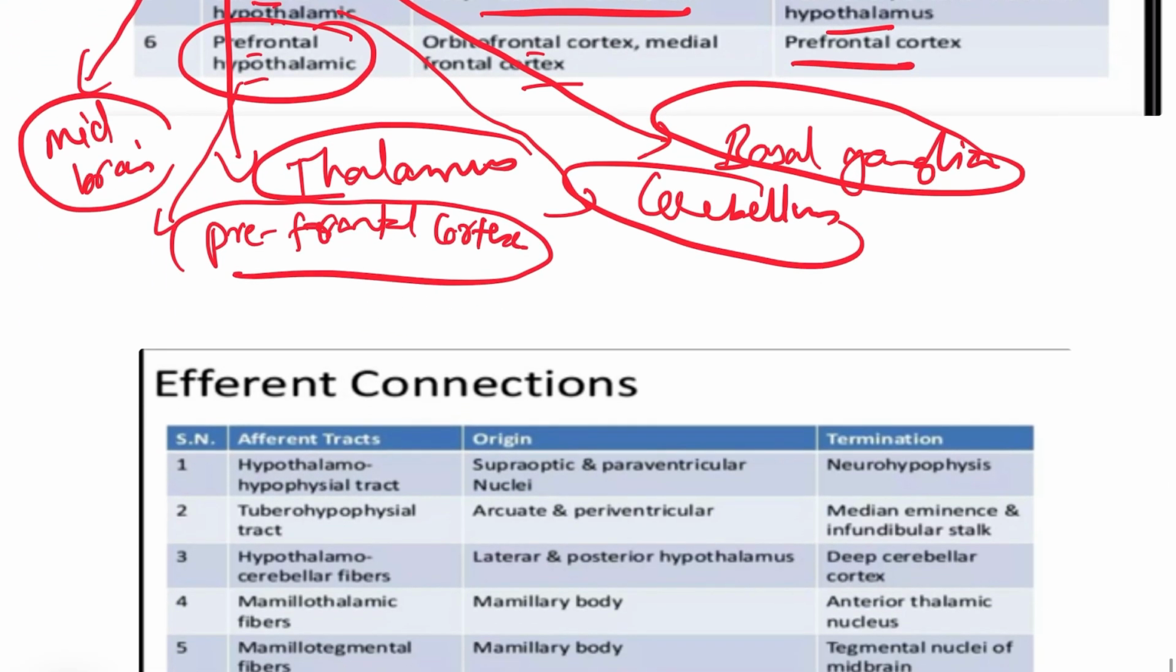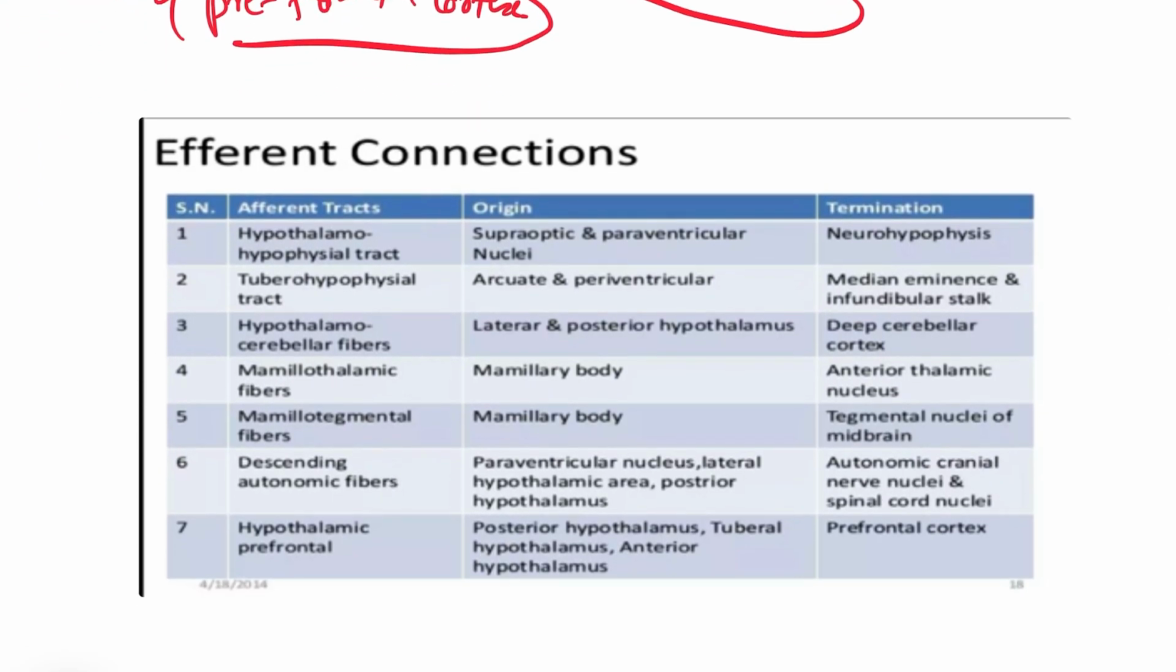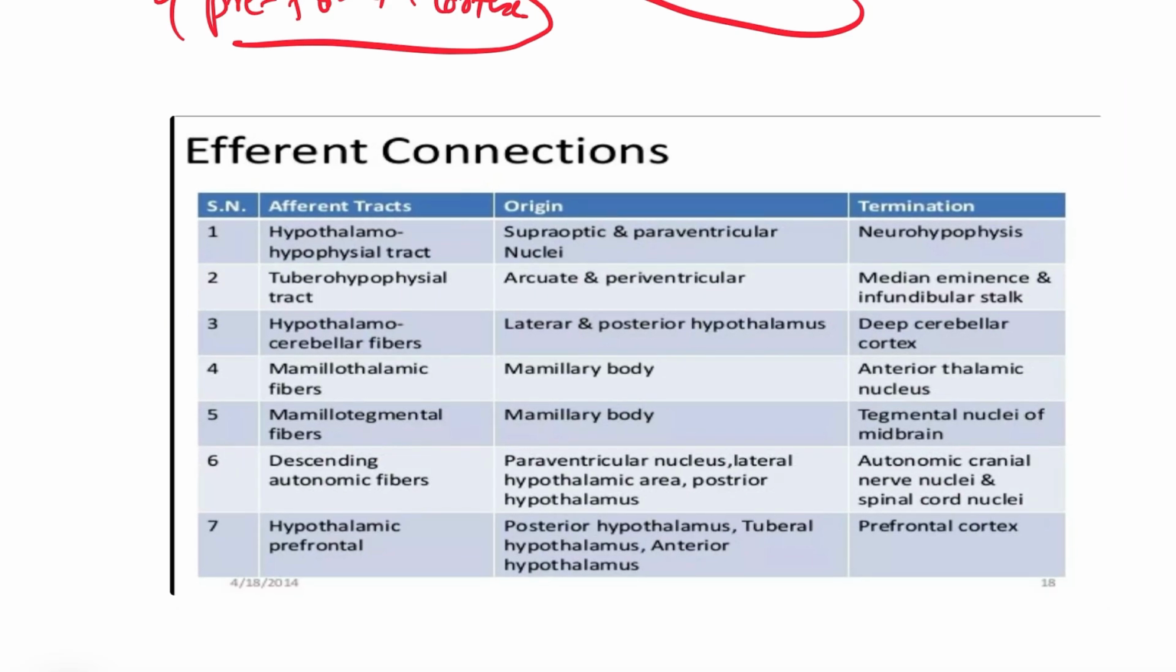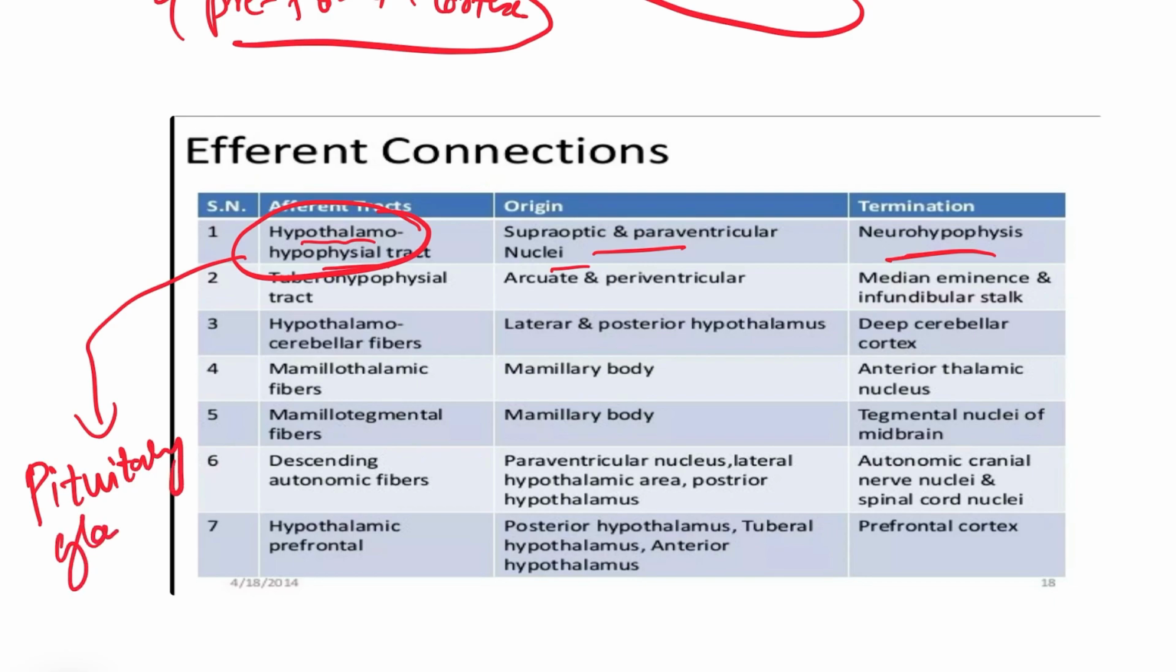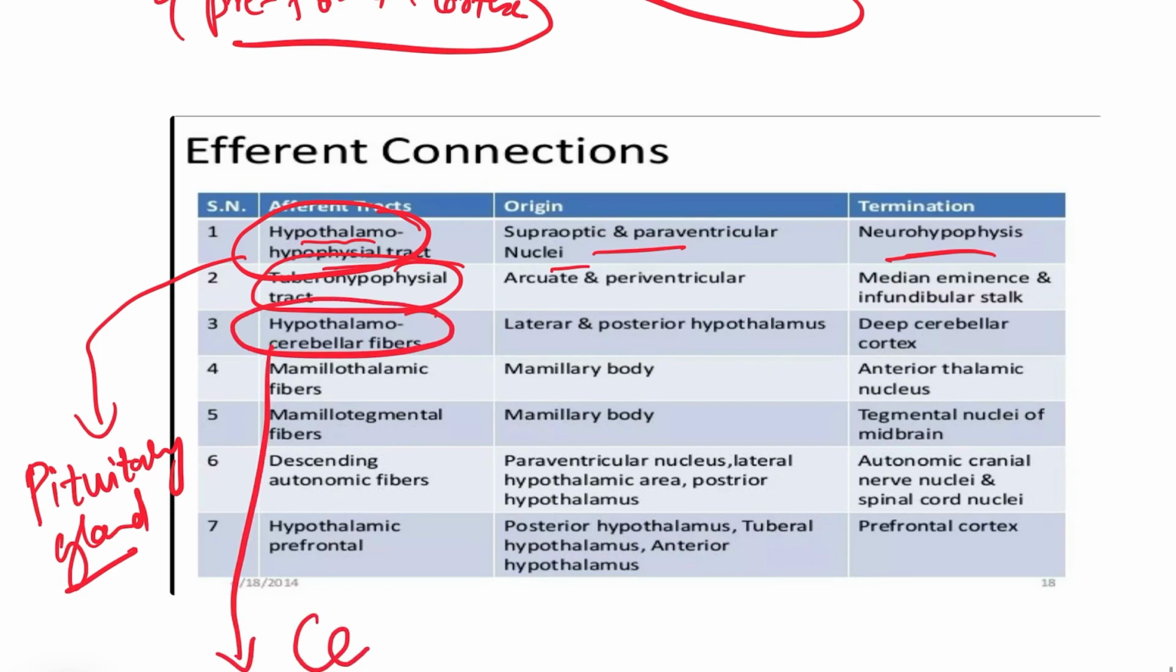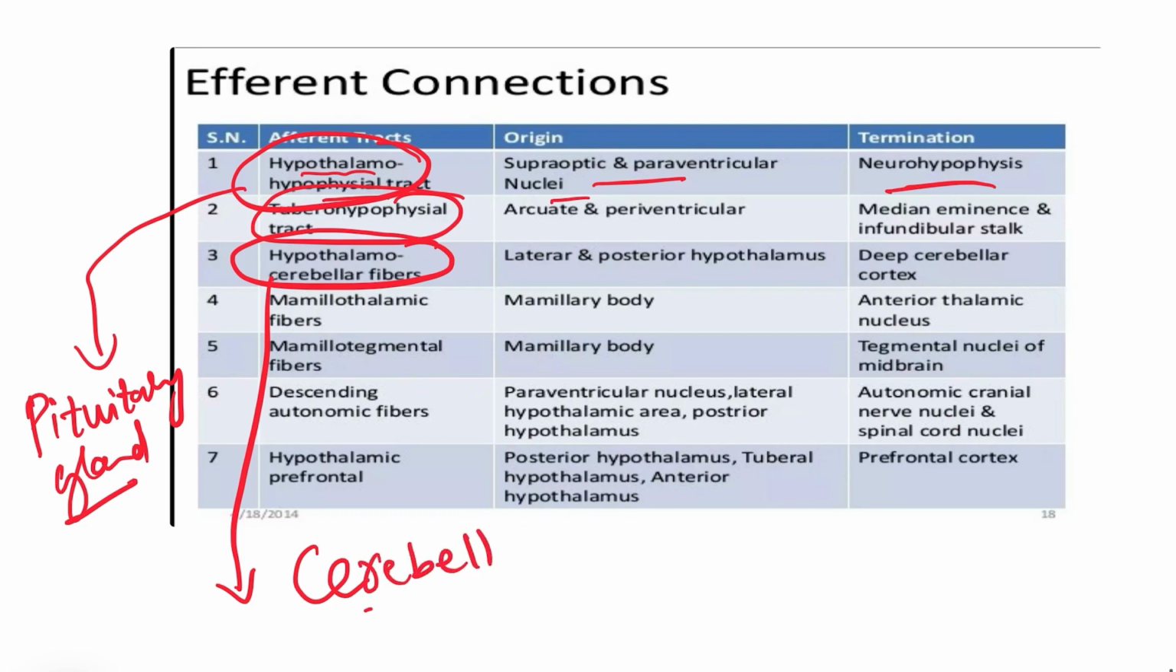Now, the information from the hypothalamus goes to which parts of the brain? Let us see. You can see the hypothalamo-hypophyseal tract, which we have seen, from the supraoptic and paraventricular nuclei to the pituitary gland. So from the hypothalamus, there are connections to the pituitary gland by the hypothalamo-hypophyseal tract, and also by the tuberohypophyseal tract, that is from the arcuate nucleus to the posterior as well as anterior pituitary gland. Then we have the hypothalamo-cerebellar fibers.